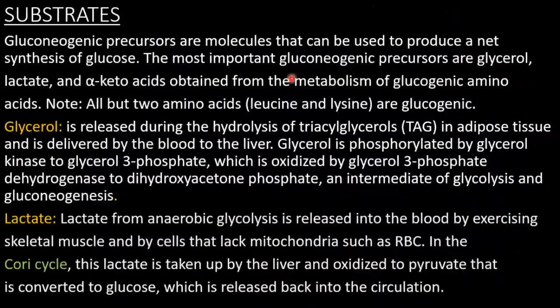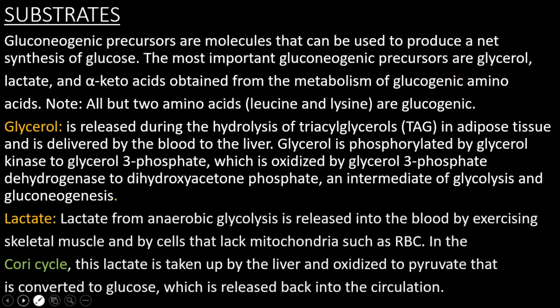So let's go now to see which substrates can you use to form glucose. Now, gluconeogenic precursors are molecules that can be used to produce a net synthesis of glucose, okay? Now, the most important gluconeogenic precursors are glycerol, okay?